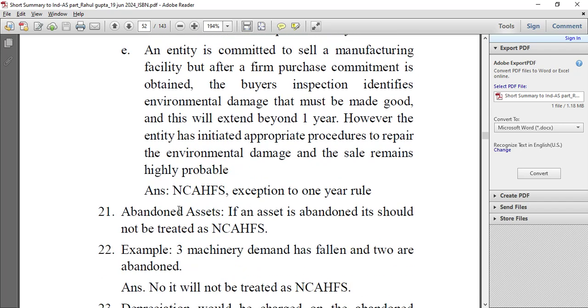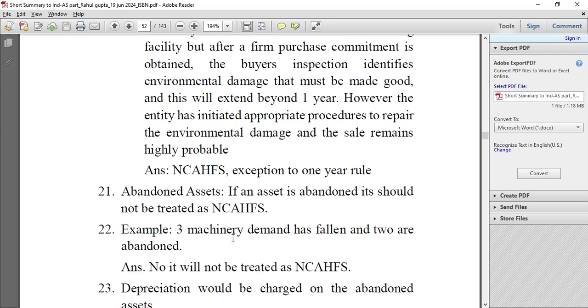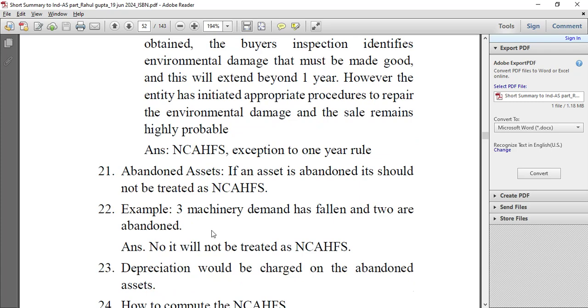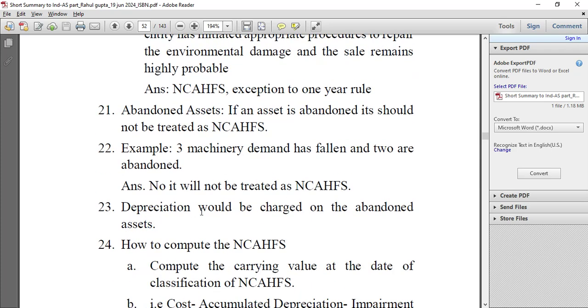Abandoned assets. If an asset is abandoned, it should not be treated as NCHFS. Three machinery: demand has fallen and two are abandoned. No, they will not be treated as NCHFS. Depreciation would be charged on the abandoned assets.